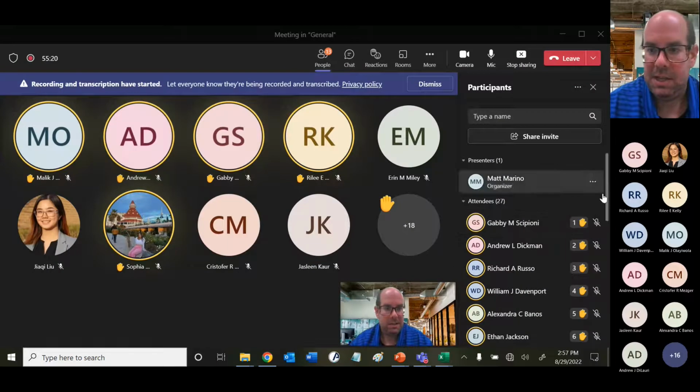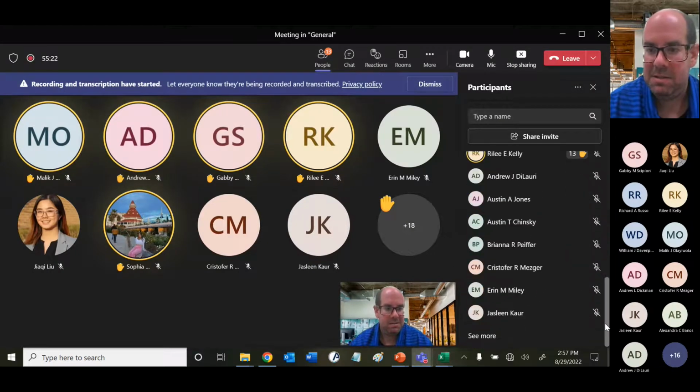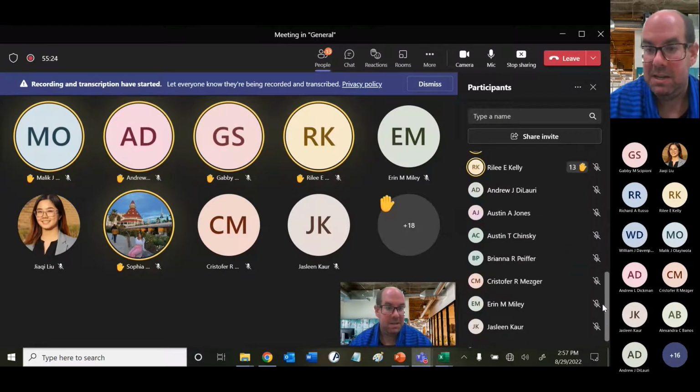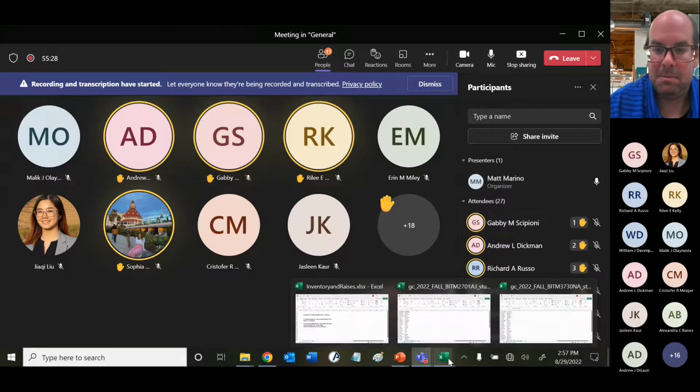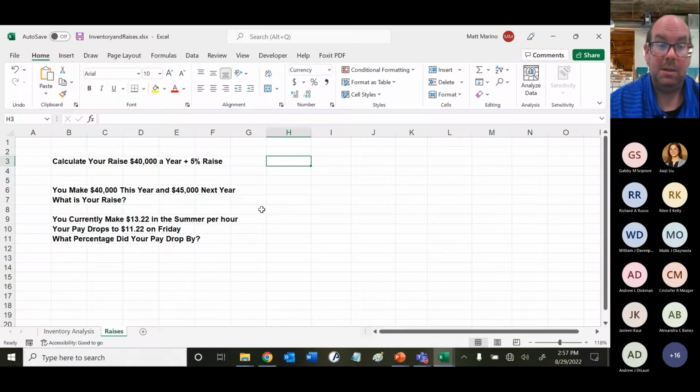So it sounds like everybody's ready to go, hopefully. Okay, so like I said, the raises tab here in the Excel file is much easier to go through. So we'll first go through that and then go through our inventory analysis, which like I said is very, very similar to homework 1B.